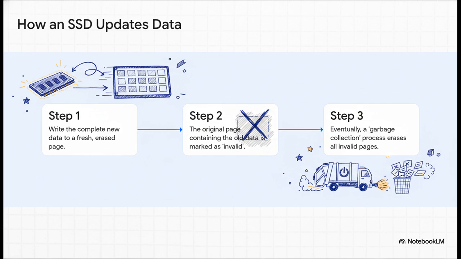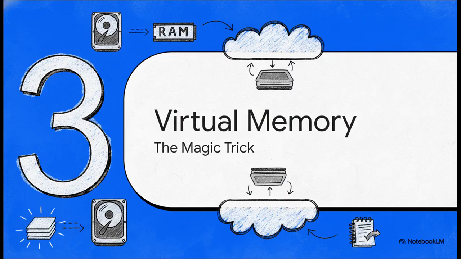It sounds wildly inefficient, I know, but it all happens in a flash, so you never notice. So we've got our super fast RAM whiteboard for active work and our permanent notebook for safe storage. But what happens when your whiteboard just isn't big enough for all the stuff you want to do? That's a problem computers hit all the time, and they solve it with what is basically a magic trick.